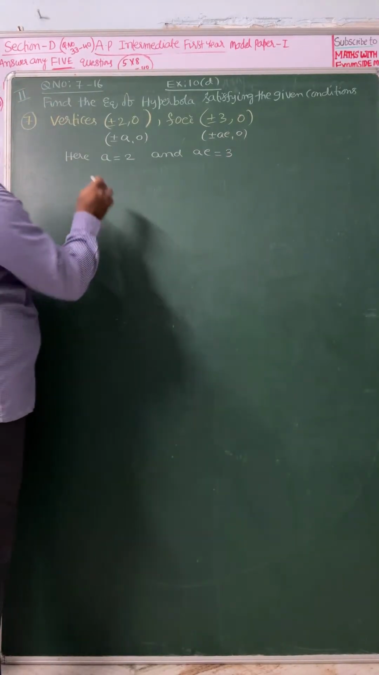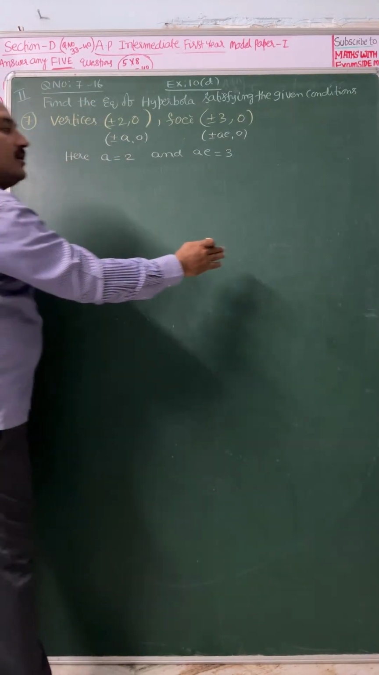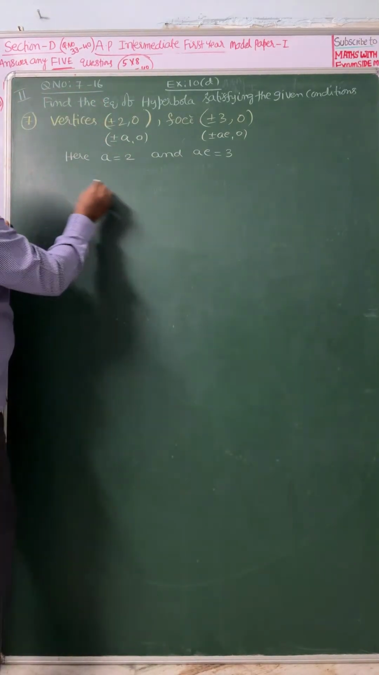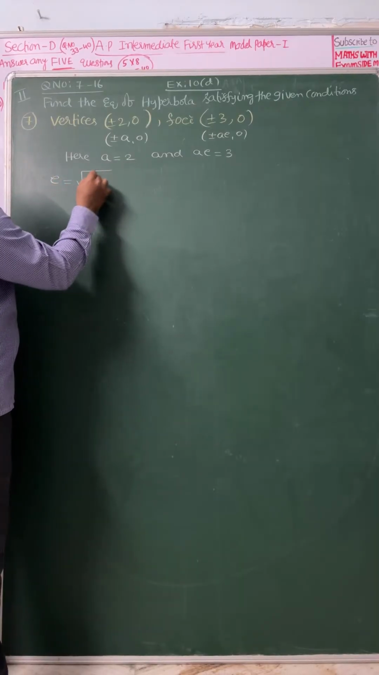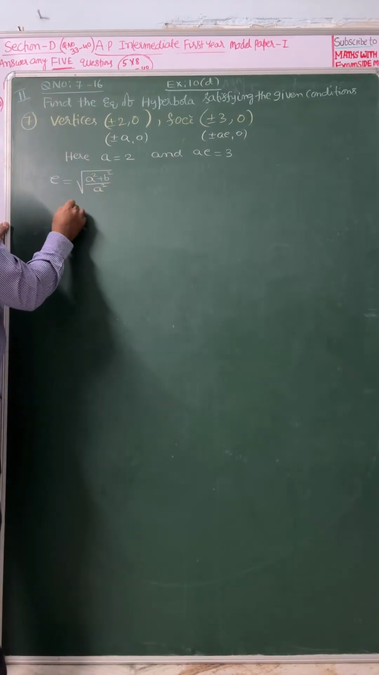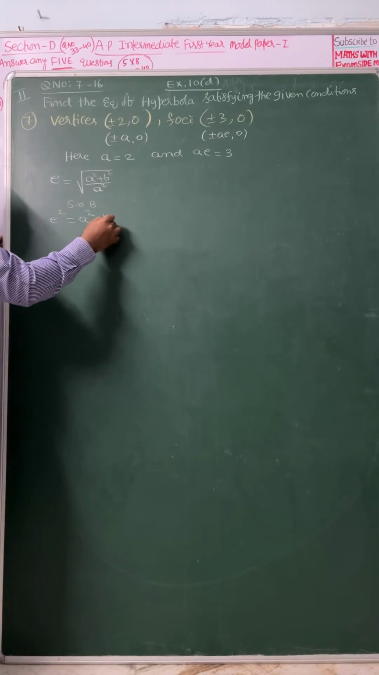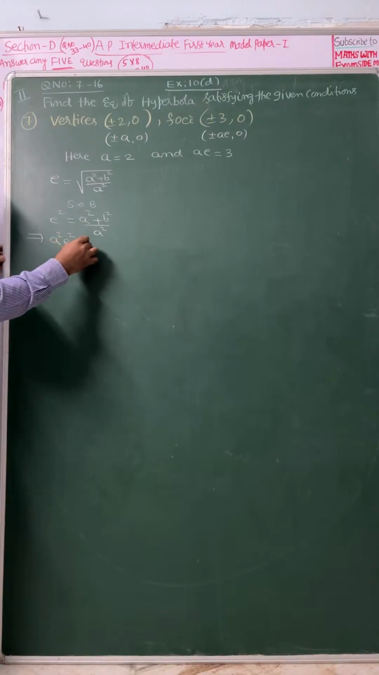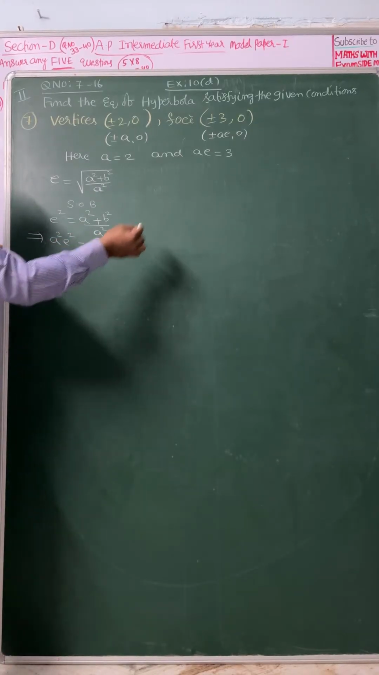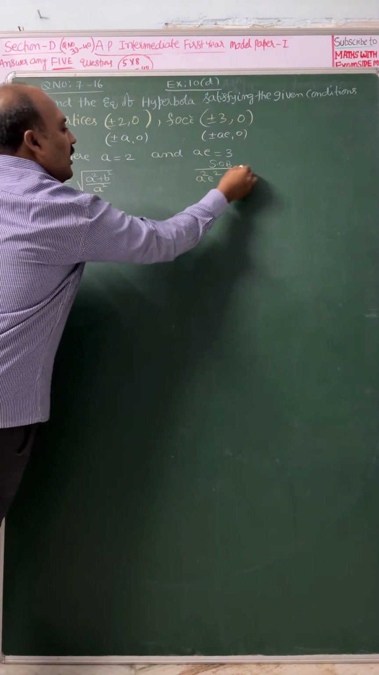After that, whenever the vertices and foci are lying on the transverse axis, the eccentricity is root over a square plus b square divided by a square. So squaring on both sides, e square equals a square plus b square divided by a square. Cross multiply, students. So a square e square equals a square plus b square. Squaring on both sides, a square e square is equal to 9.